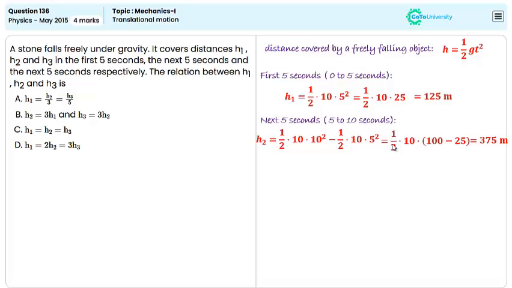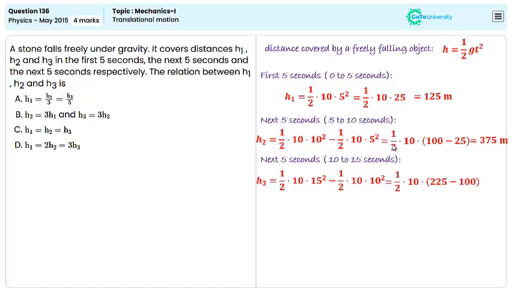For the next 5 seconds, which is from 10 to 15 seconds, we have h3 given by 1 by 2 into 10 into 15 square minus 1 by 2 into 10 into 10 square, which is nothing but 1 by 2 into 10 into 125, which is 625 meters. From these calculated values, we have h1 is equal to 125, h2 is equal to 375 and h3 is equal to 625.